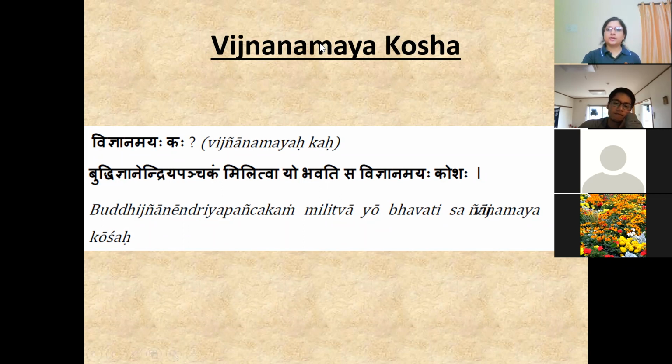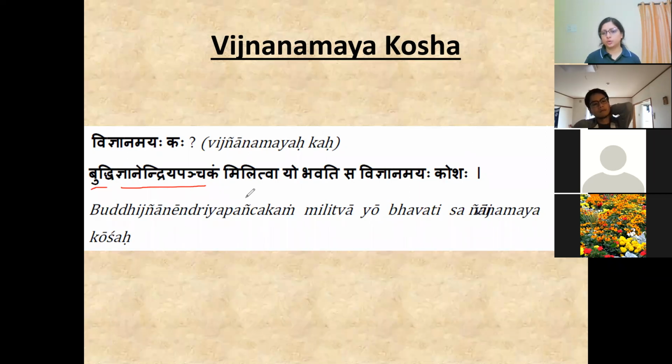So now we are talking about the Vijnanamaya kosha, the intellectual sheath, the rational sheath. Okay, and what is it composed of? So here the author says Buddhi plus Jnanendriya Panchakam. So if you notice, the Jnanendriya is common for Manomaya as well as Vijnanamaya. The input organs are common. They appear there also and here also. And this Jnanendriya in combination with Buddhi is Vijnanamaya kosha.